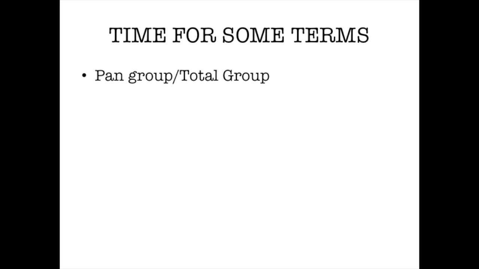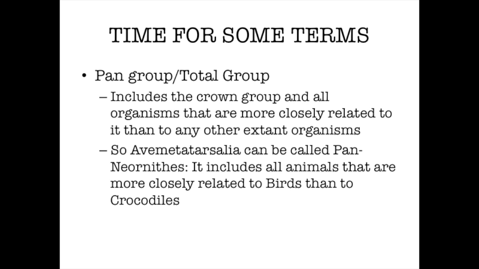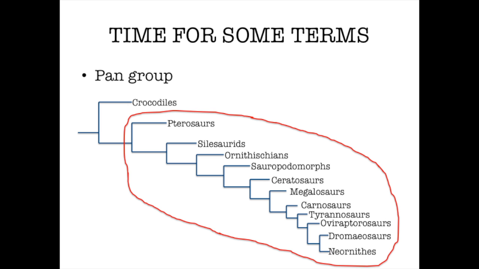Now, the pan or total group is the crown group and all organisms that are more closely related to that group than any other extant organisms. So Avimetatarsalia can be called pan-aves. It includes all animals that are more closely related to birds than to crocodiles. Shown here, if we just circle all of that, that's Avimetatarsalia.